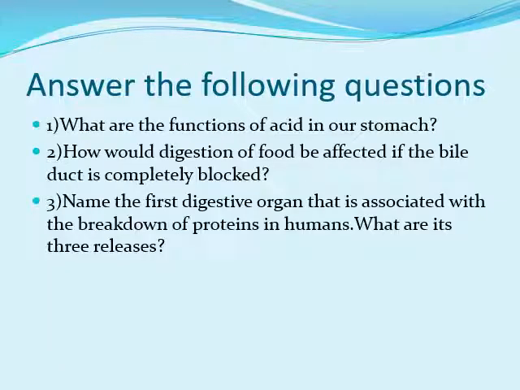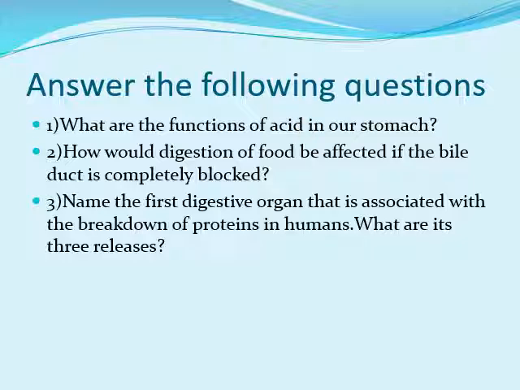Now students, we will be discussing a few of the questions which you can see on the screen. The first question says, what are the functions of the acid in our stomach? I told you that HCl, hydrochloric acid, is secreted by our stomach, and the first and important function of this acid is that it creates an acidic medium for the enzyme pepsin, and the second is that it kills the harmful microorganisms in our stomach.